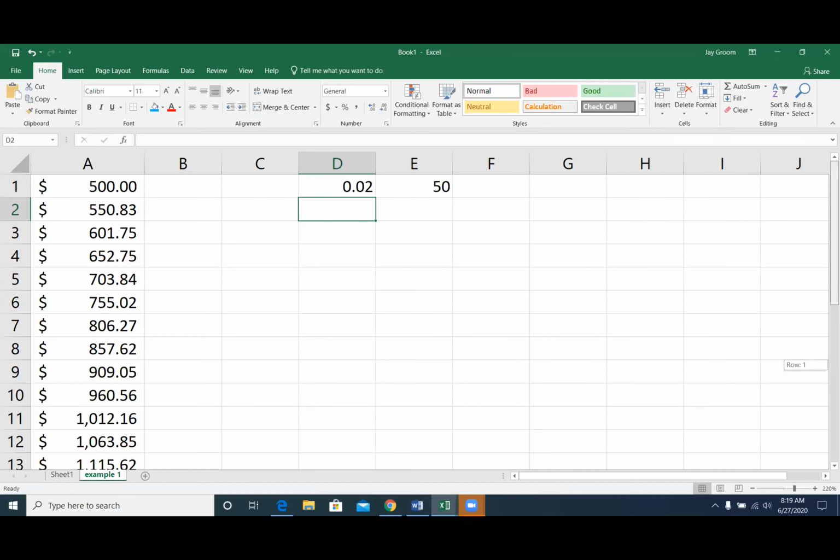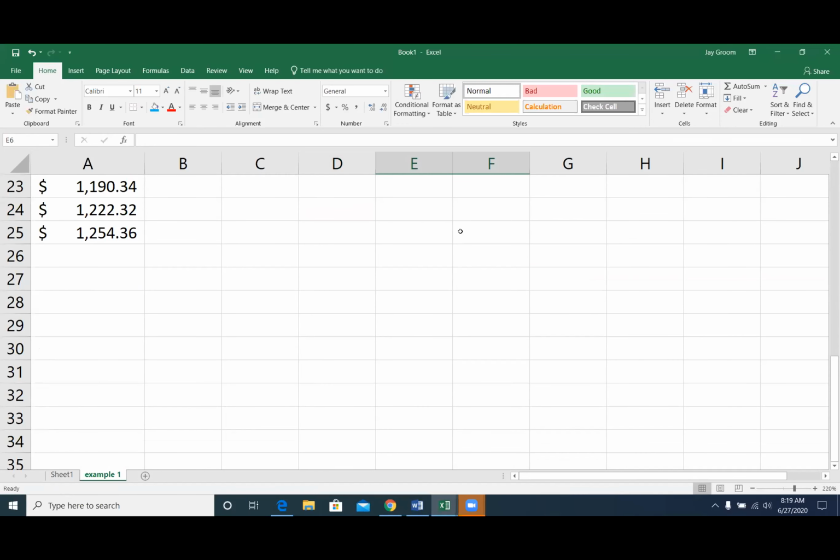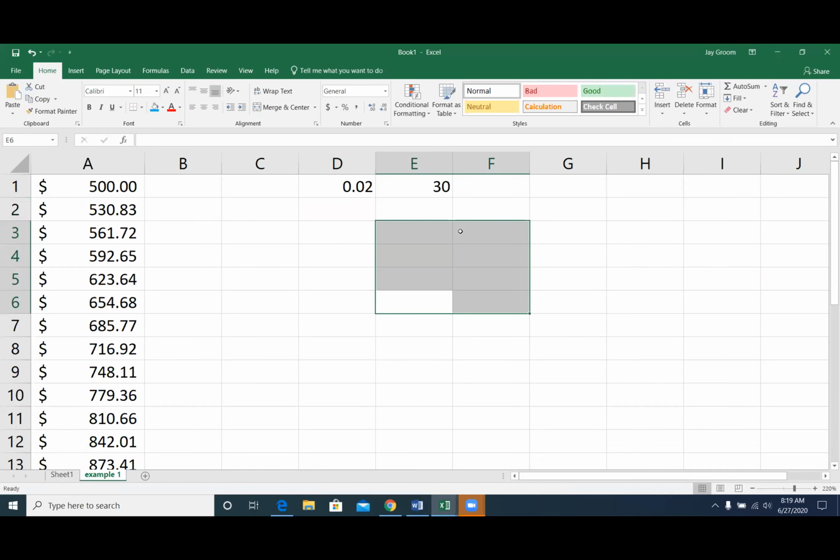What did I do wrong? Oh, 50 bucks, you ding dong. Well, let's just do 30 instead. How about that? Oh, yeah, look at that. I can do math. Good for us. Okay. So this is how we do savings accounts.